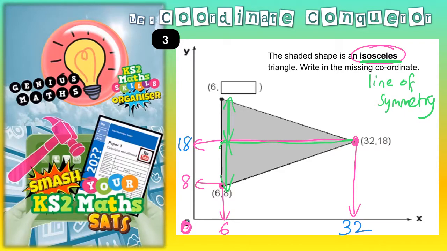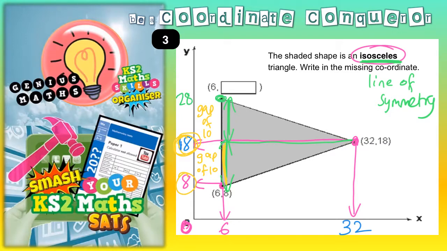We actually know this gap below the line of symmetry is the gap from 8 to 18. And that is a gap of 10. 8 to 18 is a gap of 10. But because it's symmetrical, we need a gap of 10 above the line of symmetry as well. So if the line of symmetry is level with 18, and you go up another 10 from 18, that's going to take us to 28 at the top.